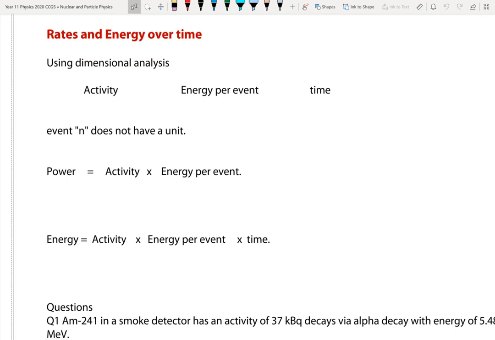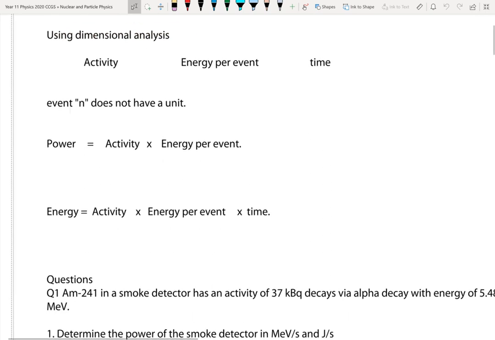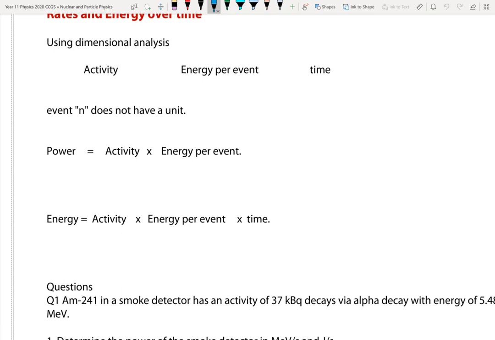You can create an equation, but it's better to look at your activity is going to have the units of events per second, all right? So N just stands for an event, okay? Like a becquerel. If it's 100 becquerels, then it's going to be 100 events per second. So it's 100 N per S.